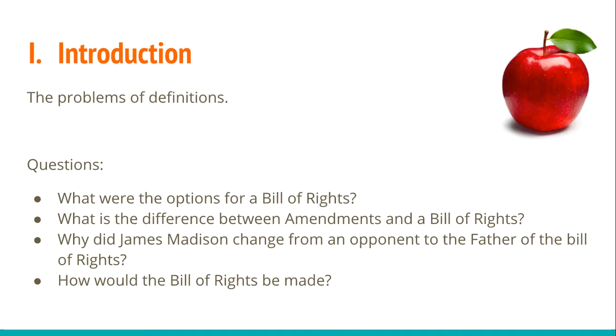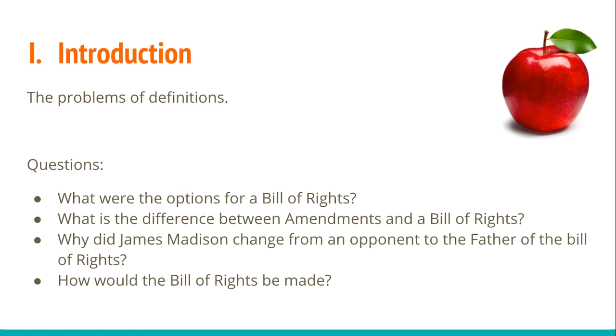Along with that, we have some questions that we should go over and that I want you to think about through this lecture. One is, what were the different options for a Bill of Rights? We tend to see the Bill of Rights today, it's the first 10 amendments of the Constitution, and we tend to think, well, yeah, it's always been like that, but there were actually a lot of different ways it could have been done. The second question pertains to that.